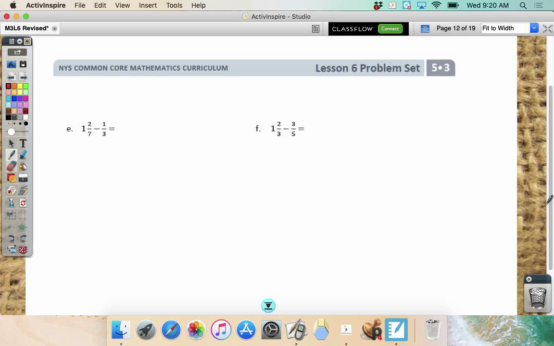Two sevenths and 1/3. That's close, isn't it? The only thing we can do is just try it. Another thing you could do is take a calculator and do 2 divided by 7 and see what you get. Should we try that? Okay.